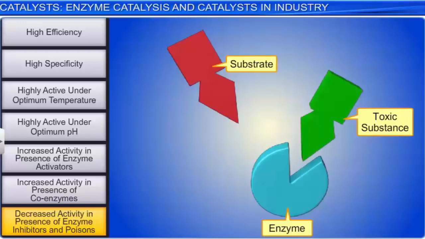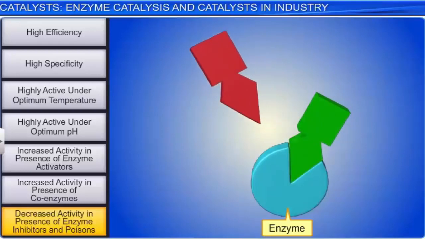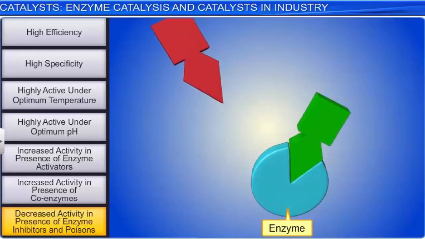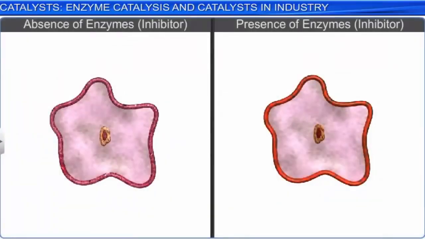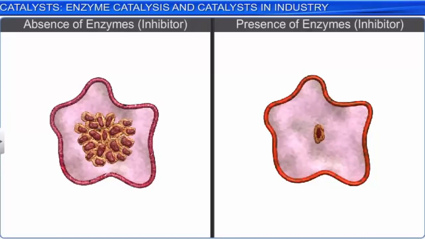Once an enzyme has been inhibited, the process that it catalyzes cannot take place. For example, cyanide poisoning is due to the cyanide ion competitively inhibiting the active site responsible for cellular respiration. Chemotherapeutic treatment of cancer utilizes the property that drugs behave as inhibitors to important enzymes responsible for the growth of tumors. Thus, we can say that the use of inhibitors can be for the benefit of mankind or its destruction.